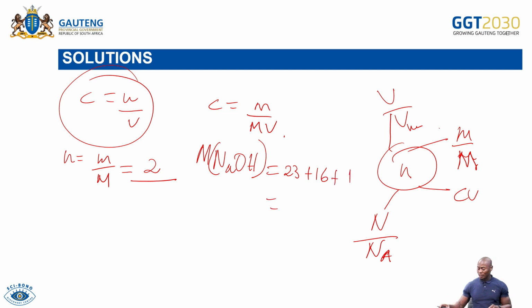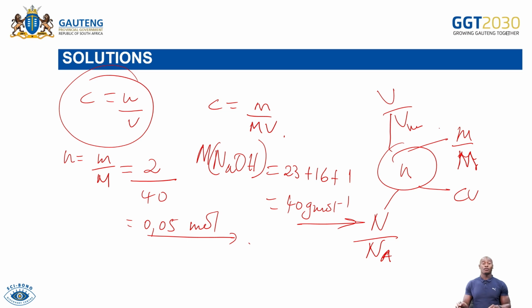So what is 23 plus 16 plus 1? Press your calculator. I'm having 40 grams per mole. So here I will have to divide by 40. What is 2 divided by 40? I'm getting 0.05. And learners, you are not supposed to round off this answer. Remember, this is not your final answer. Your final answer should be the concentration of the solution of sodium hydroxide.